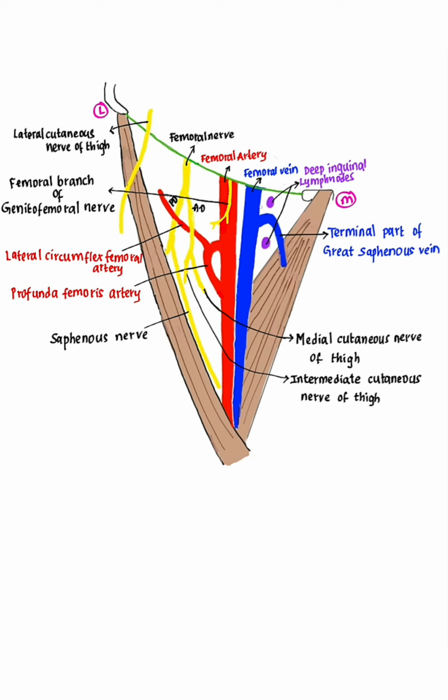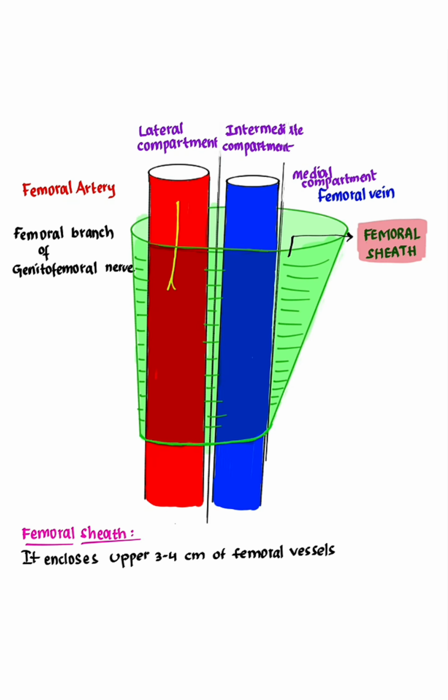Femoral vein. Femoral vein lies medial to femoral artery near the base of the triangle. Near the apex of the triangle, it lies posterior to femoral artery. Femoral vein receives great saphenous vein, profunda femoris vein, lateral and medial circumflex femoral veins. Femoral sheath. It encloses the upper 3 to 4 centimeters of the femoral vessels.